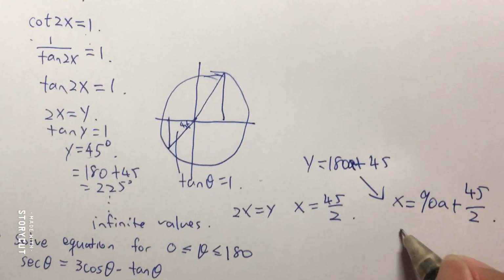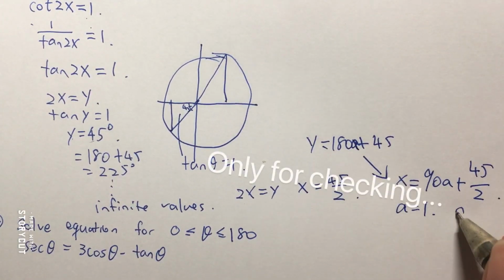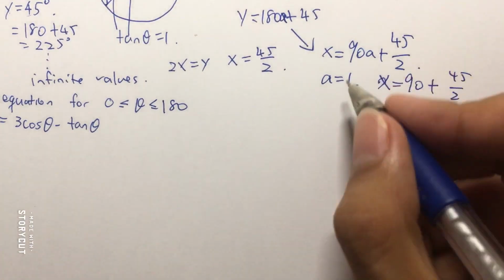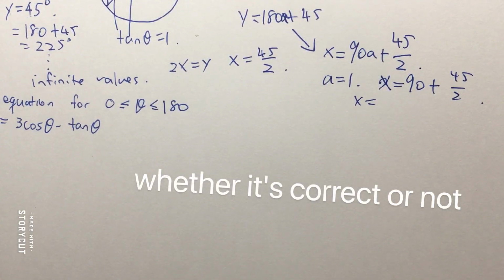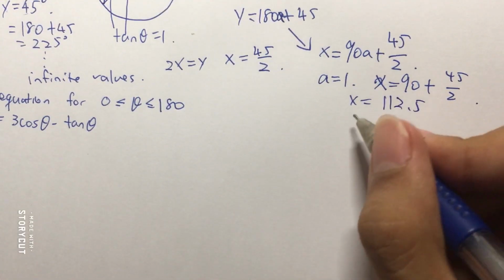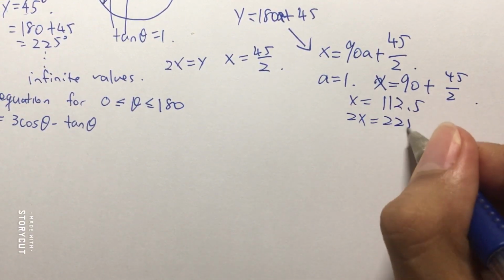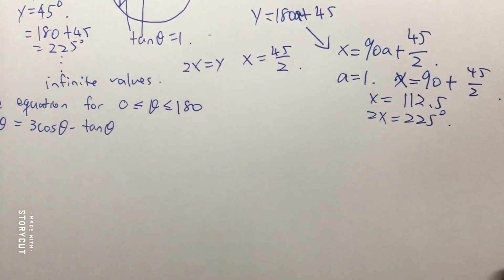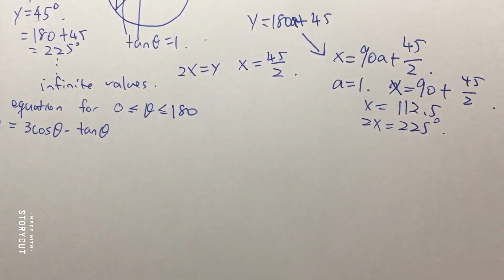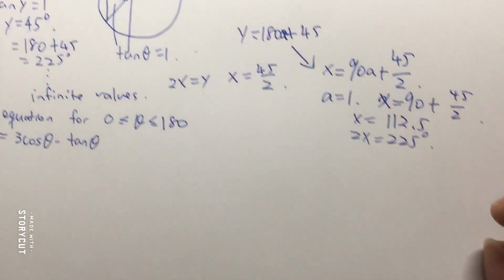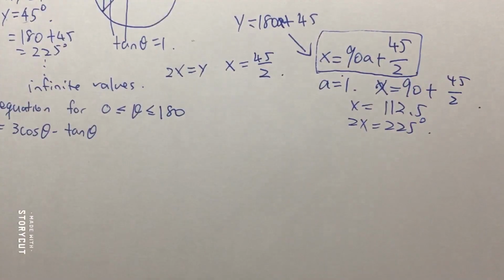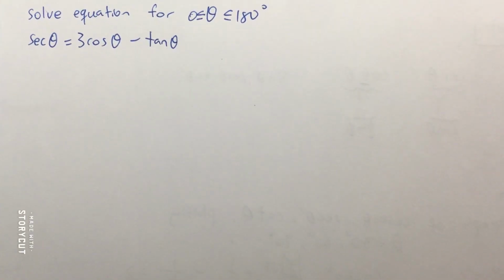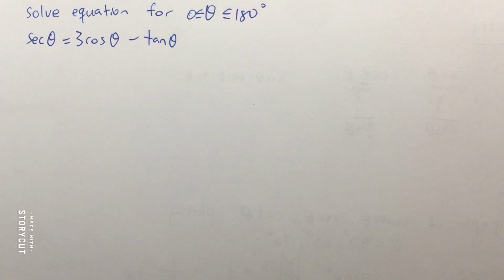Now let's sub a value in, let's try a equals 1, then x is equal to 112.5, which means 2x is equal to 225 degrees. And so we have done the problem: x is equal to 90a plus 45 over 2. So let's solve this equation for theta greater than 0 but smaller than 180 degrees.